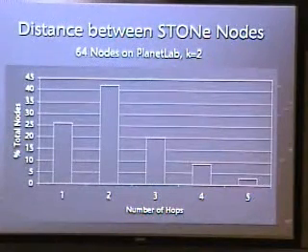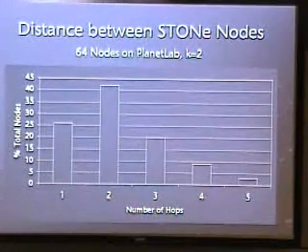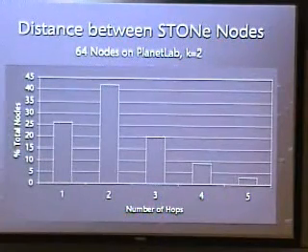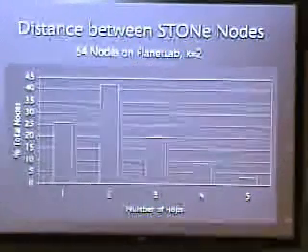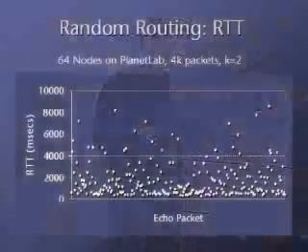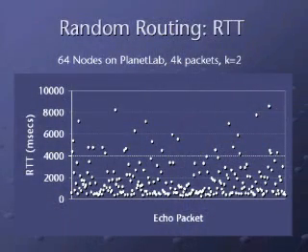So the next slide would be the distance between the Stone nodes. We have 64 nodes on PlanetLab, and we measure the number of hops between nodes. In this case, the peak is at 2 hops. Since the nodes all contain random addresses, there's also a random distance, but the majority actually has only 2 hops. And if you use random routing, we wouldn't get more than 4 hops between 2 nodes, which is still acceptable.